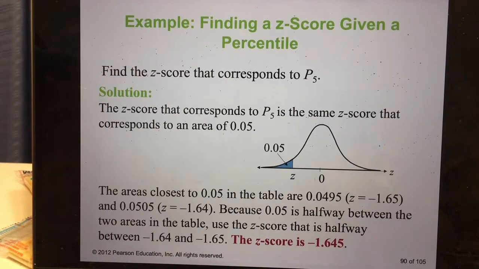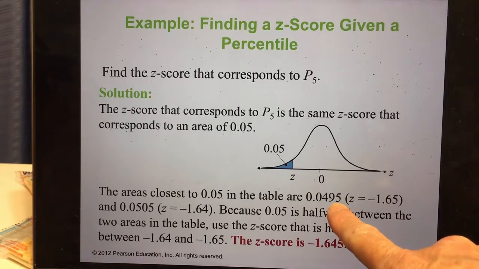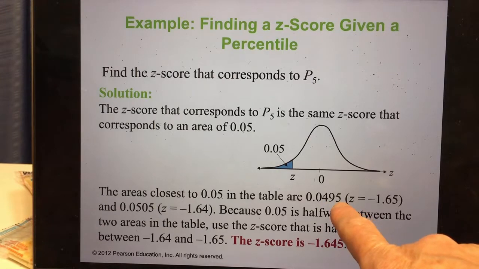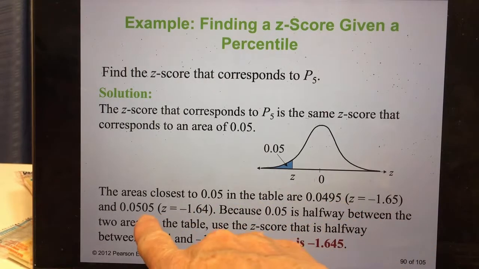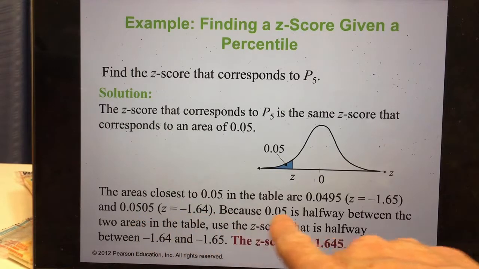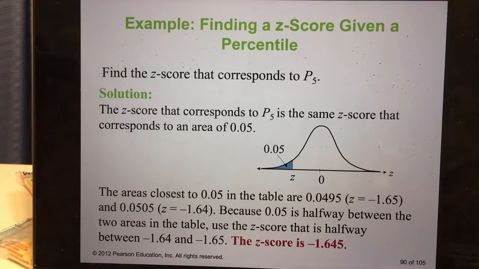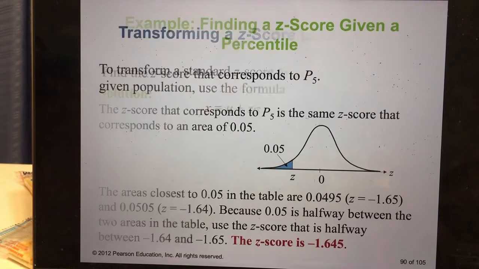Okay, so the areas closest to 0.05 in the table are 0.0495 and 0.0505. Basically, one of them is 5 ten-thousandths too low and the other is 5 ten-thousandths too high. So we're going to go halfway in between the two of them to get the answer. Now, if you're using technology, you don't have to worry about that. We only have to do that when we're using the table, so that we can get as close to the exact value as we can. Technology is just going to be more accurate than the table is.